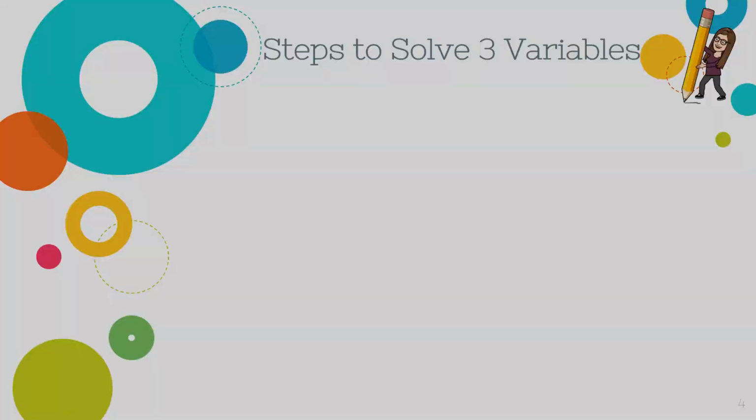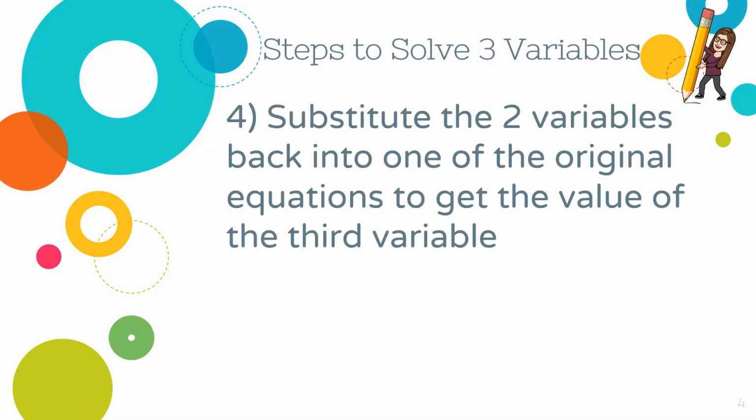All right, step 4. Once you have solved that system you created, you will know 2 of the variables. So you only have 1 more to find. So you're going to substitute the 2 variables back into one of the original equations. Go back to the question, and then find that third value.